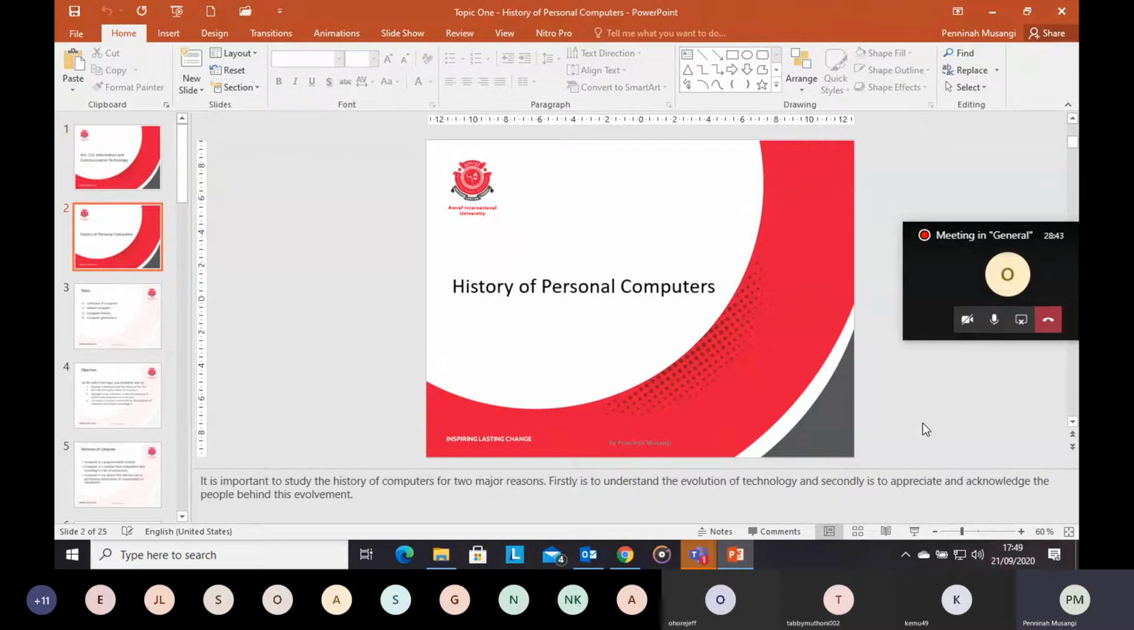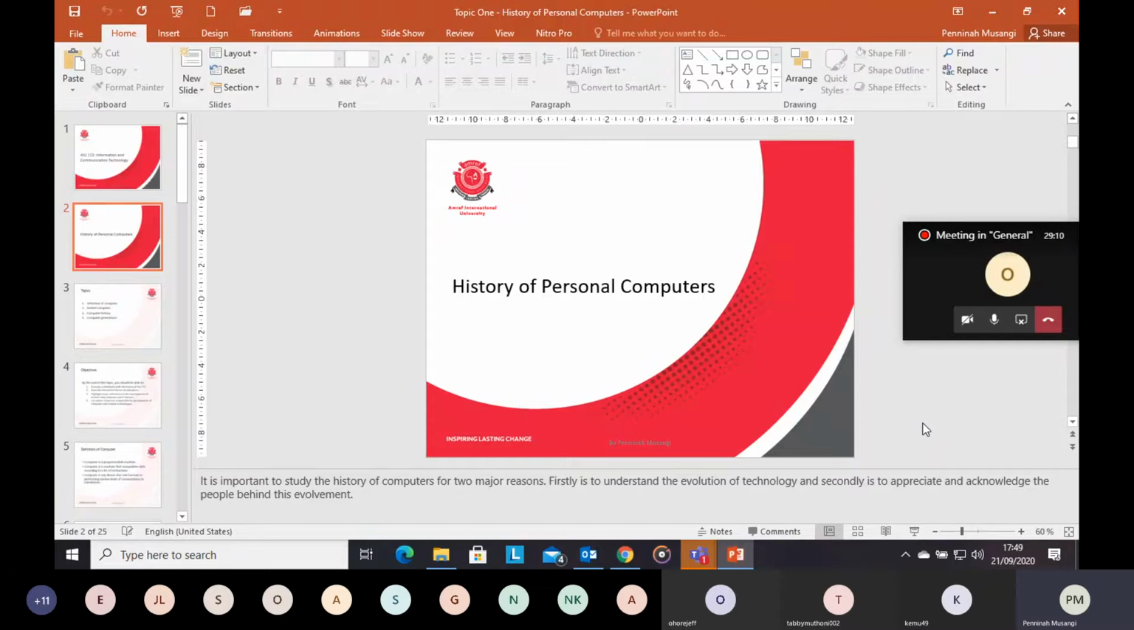The first topic we are going to look at is the history of personal computers. And it is important to study the history of computers for two major reasons. First is to understand the evolution of technology. Technology has evolved over time. So we want to understand where it started and where it is now. Secondly is to appreciate and acknowledge the people behind this involvement.